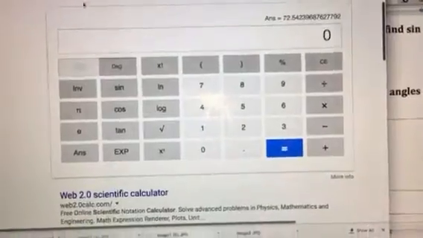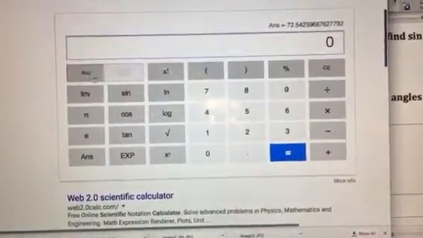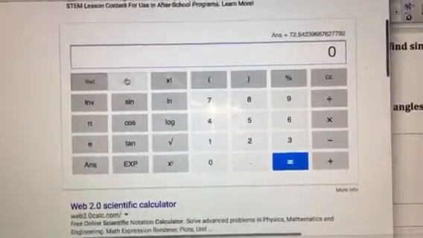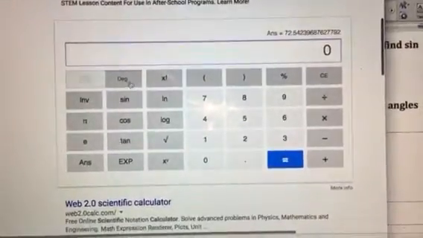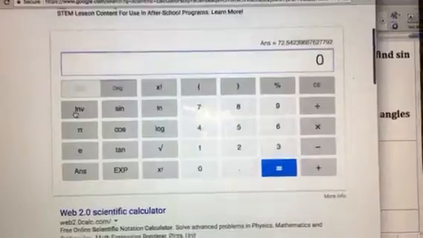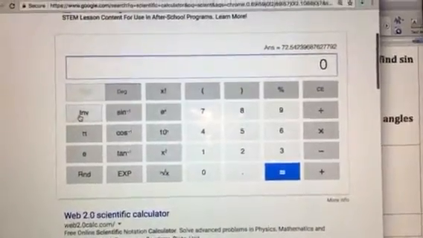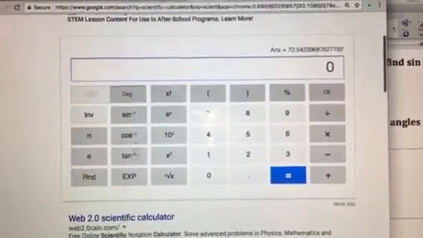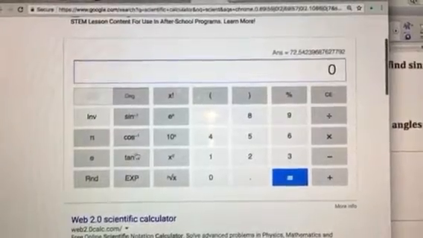First of all, I'm going to ask you to always make sure that this is not in radian mode. Make sure it is in degree mode. So degree mode, see this right here? INV stands for inverse. Go ahead and click that and look what you see now. You see all of your inverse functions, the ones we're trying to use.